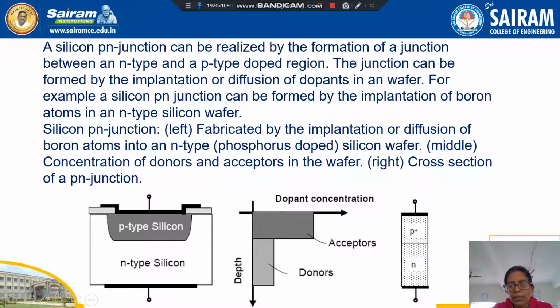This gives me the charge carriers available. Here the P plus indicates that the P region is heavily doped when compared to the N region. The significance of these things we will be studying in the forthcoming videos.